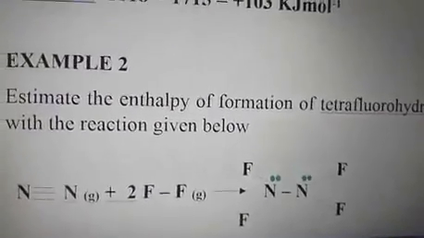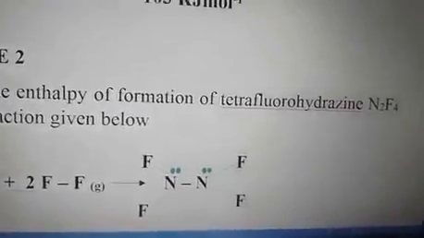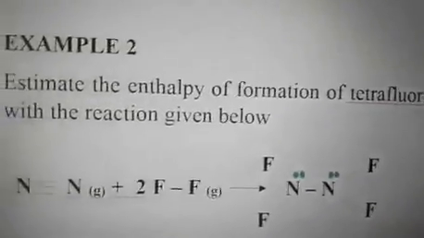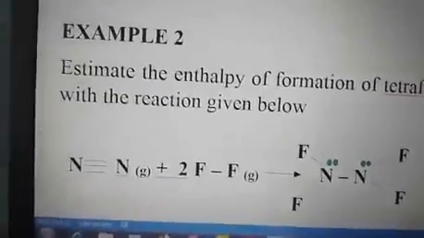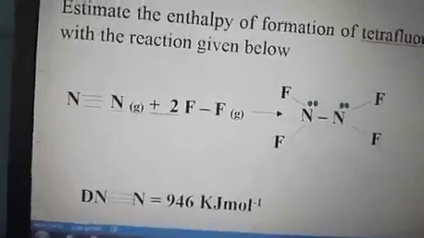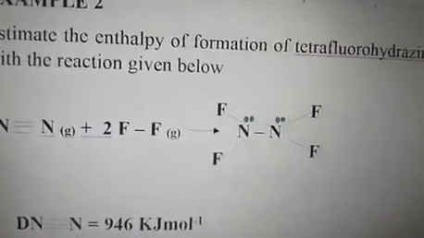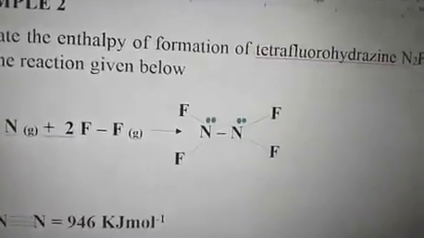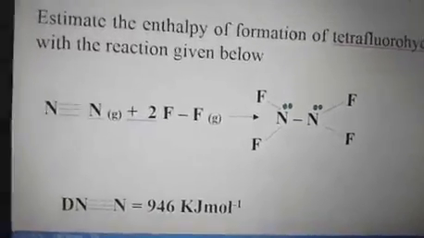Example 2 says, estimate the enthalpy of formation of tetrafluorohydrazine, N2F4, with the reaction given below. You can see the reaction between nitrogen molecule and fluorine molecule: 1 mole of nitrogen molecule plus 2 moles of fluorine molecule, giving us tetrafluorohydrazine. So we are asked to find the heat of formation of tetrafluorohydrazine, and we're given the data.